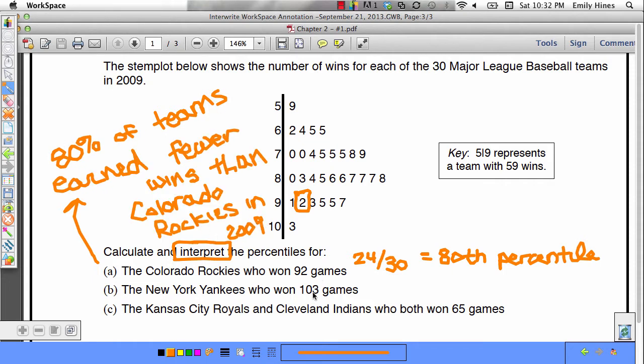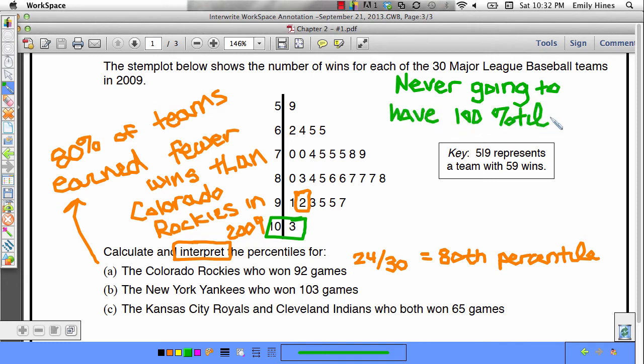Okay. So if I'm looking at the New York Yankees, that's this team. And you would say, oh, they're the top one. They must be 100%. But that's not the case because, remember, I don't include these. So I am actually never going to have 100% because I'm never going to include the very top team in my calculation. So I am never going to have anyone in the 100th percentile. Not by our definition. So that means that 29 out of the 30 teams did worse than the Yankees, and therefore they are in the 97th percentile because they did better than 97% of other teams.